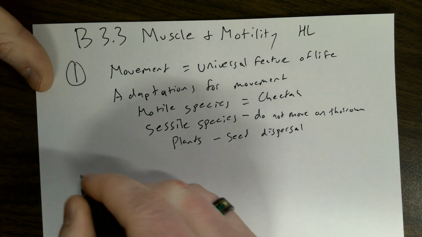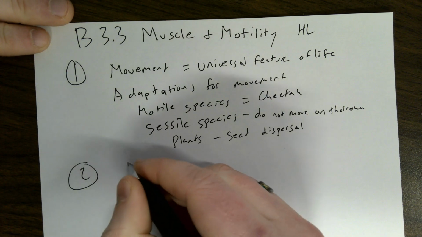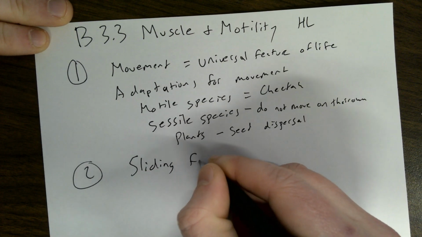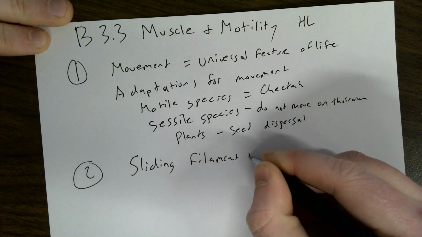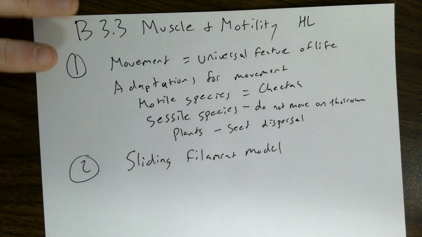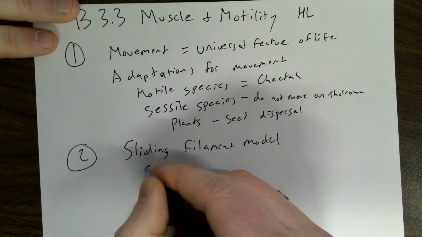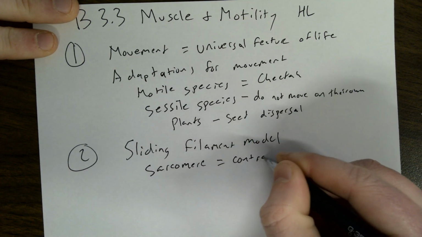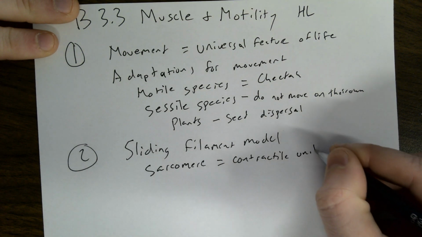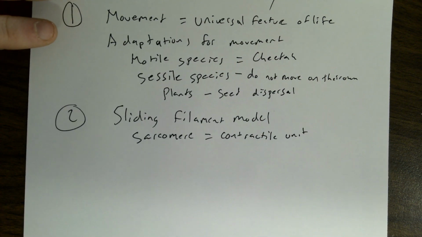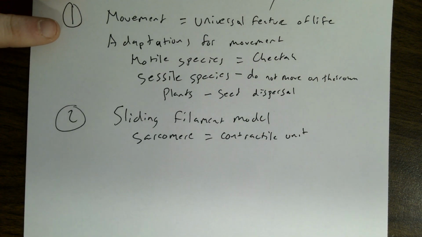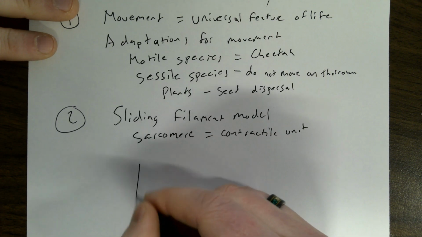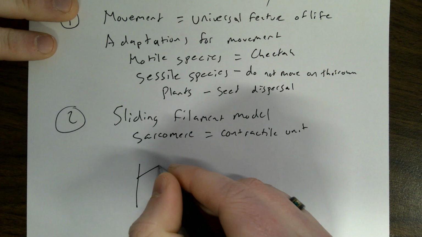Now, Standard 2, we're just diving right in. Standard 2 is the sliding filament model of muscle contraction. What you have is this thing called a sarcomere. The sarcomere is the contractile unit. This is the part of the muscle that does the contracting. And it's made up of a couple of different parts. So your sarcomere is composed of these things that look like this.